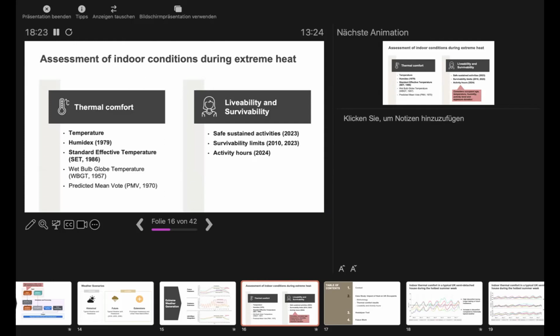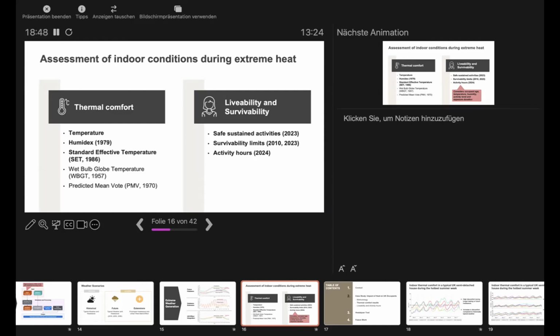And they also did this for different age groups, because there's of course varying resilience to heat based on your age. That's also something that's missing from thermal comfort models, which usually just give you a value for how an average person would feel in an environment. So again, we looked at these safe sustained activities and also survivability limits.